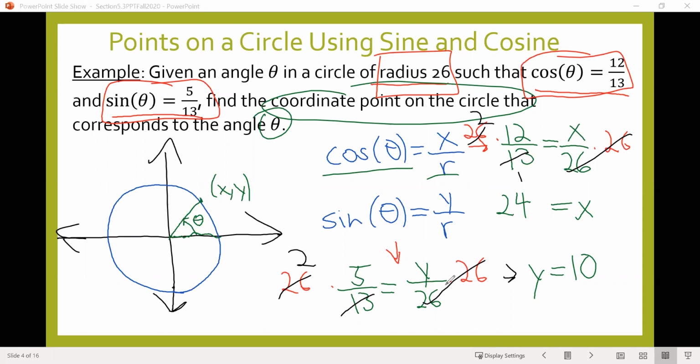So x is 24, y is 10, so that would be our coordinate point here, (24, 10). And again, notice that to do that, we did not have to know what the angle was. All right, that's all for now. Thank you for watching.